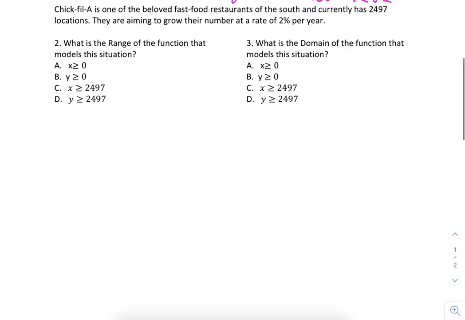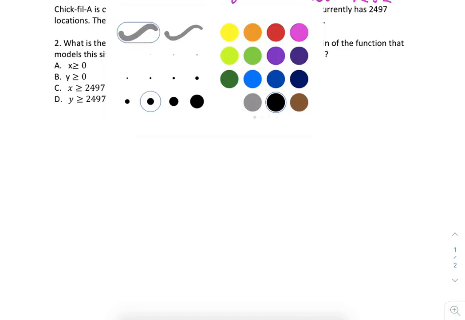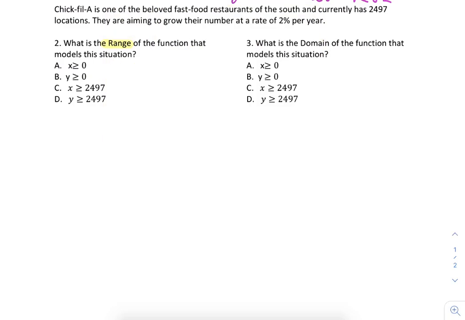All right, so for the next two, it says Chick-fil-A is one of the beloved fast food restaurants of the South and currently has 2,497 locations. They're aiming to grow their store count at a rate of 2% per year. Okay, what is the range of the function that models the situation? That's going to be my question on number 2. And then what is the domain of the function that models this situation?